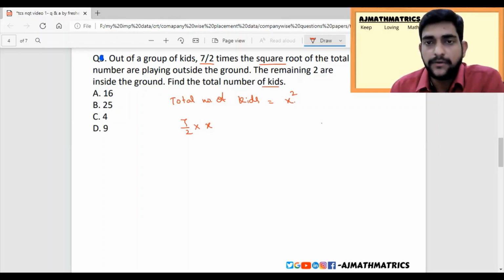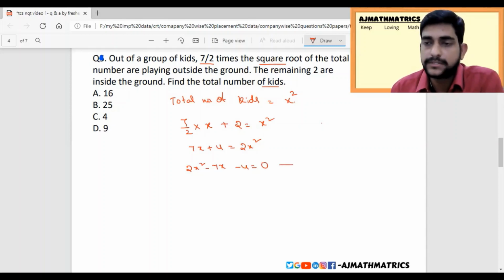Playing outside the ground, and the remaining 2 are inside the ground, which means if you add these 2 here, then that will be x square. So if you simply solve this, you will get the answer, which is 7x plus 4 equals 2x square. So 2x square minus 7x minus 4 equals 0.